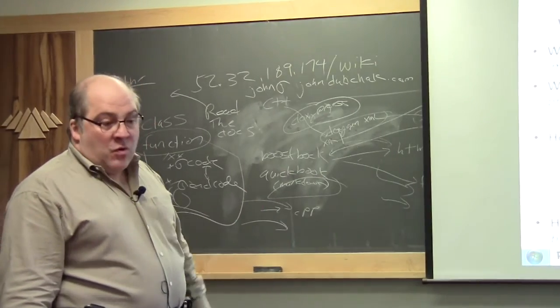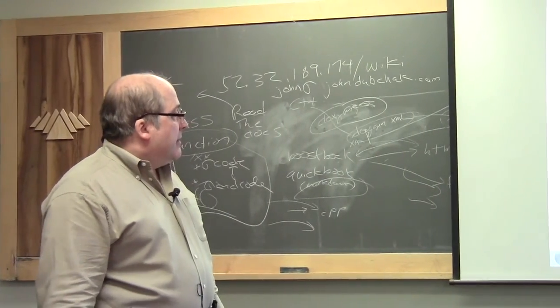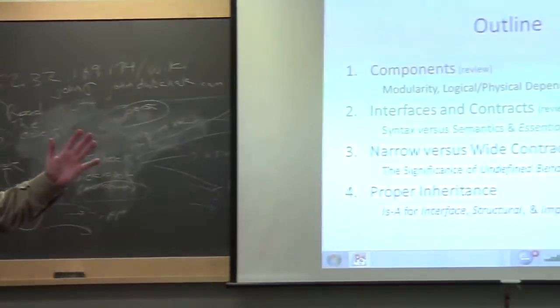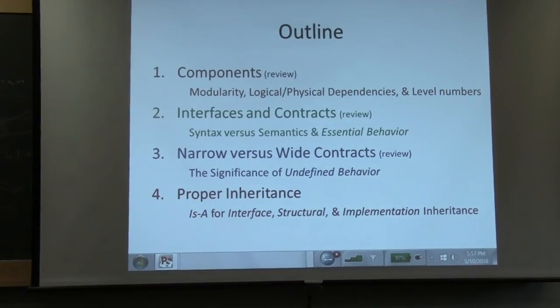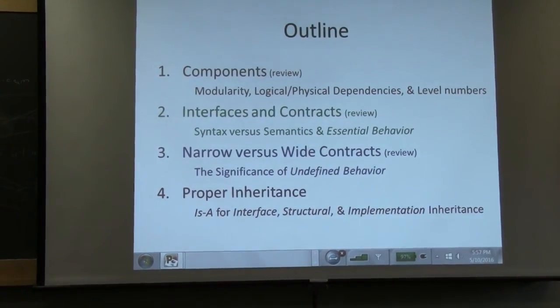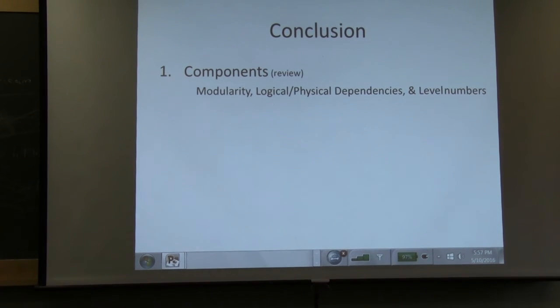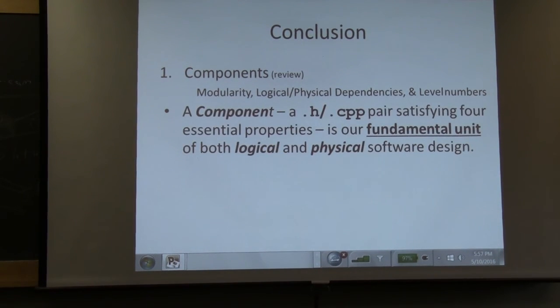Okay, so we're almost done. This was the outline. I want to briefly summarize what we talked about, because it's been nearly 3 hours. Components review: a component, a .h/.cpp pair, satisfying four essential properties, not all of which we talked about in detail, is our fundamental unit of both logical and physical software design. And everything that we write, except the main program, we say in terms of components.